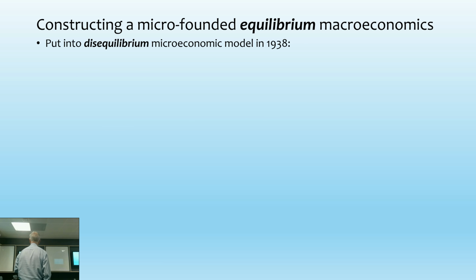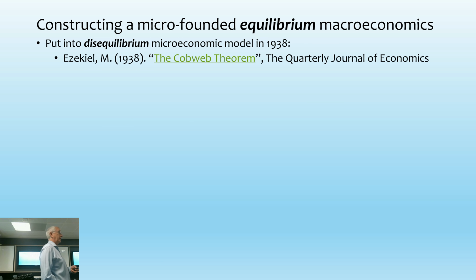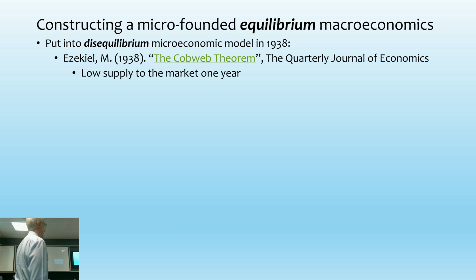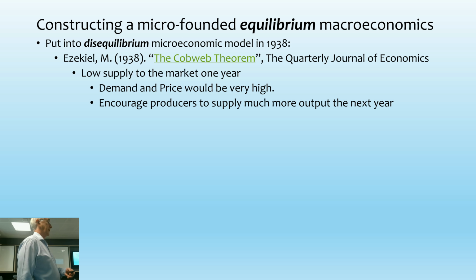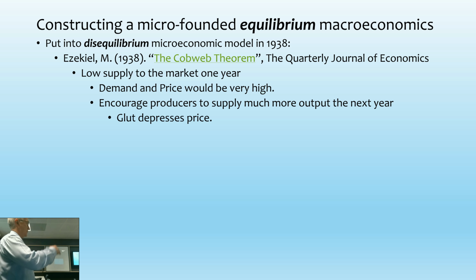Now, that was put into a neoclassical disequilibrium micro model back in 1938 by Ezekiel, and it was called the Cobweb theorem. And you can see it's one of the top-ranking journals, so it had a fairly major impact. And the idea was that you have a low supply to the market in 1 year, then you're going to have a high price. With the high price, that'll encourage much more supply the next year, and therefore be a glut which depresses price. Now, it's still using the same basic idea of an upward sloping supply curve, and I went through trashing that earlier in the course.